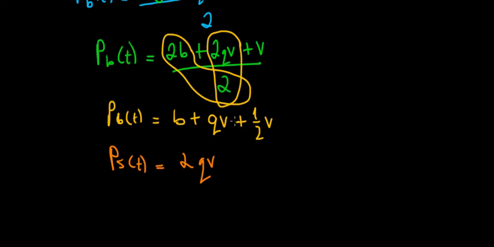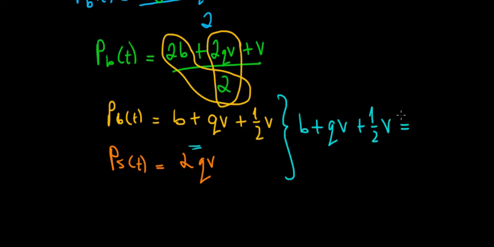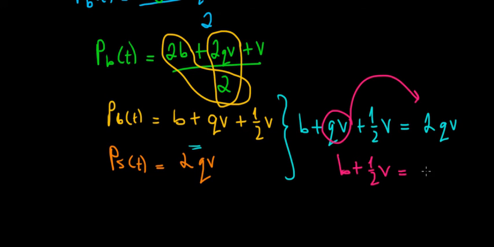The price of the seller with the test would be equal to 2qv. And with this in mind, if we make them equal, then we would have b plus qv plus 1 over 2v, the price that the buyer is willing to pay, equals 2qv, the price that the seller is willing to sell. What will we get here? Let's take qv to the other side. So we have b plus 1 over 2v equals 2qv minus 1qv, which is qv.